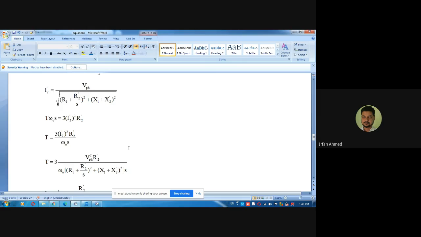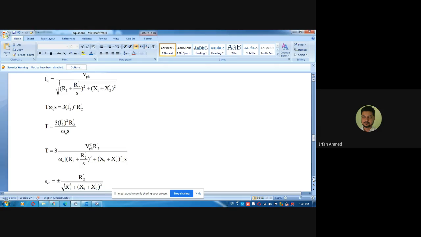R2 dash is also not a variable. Omega 0 is the synchronous speed. That is also not a variable because we still cannot change the input frequency. R1 is also fixed. So the only variable on the right hand side is the slip S. Okay, clear everyone? Yes, sir.